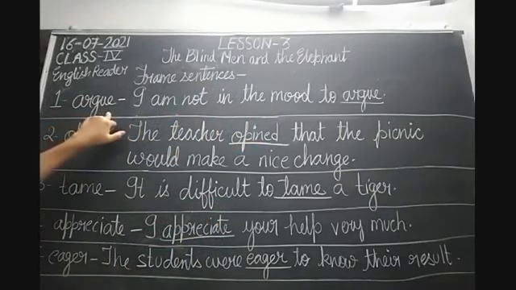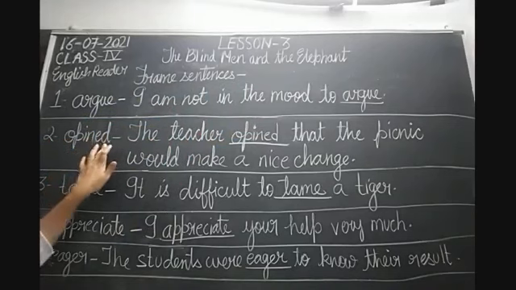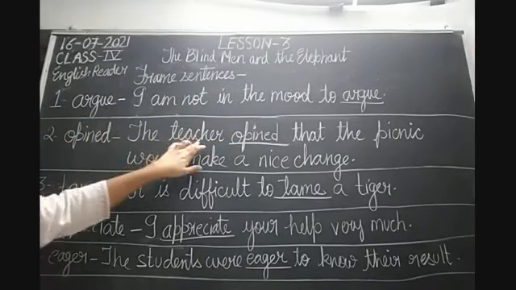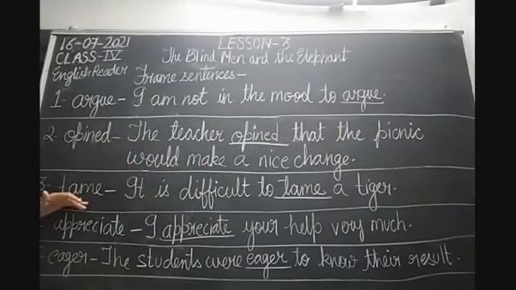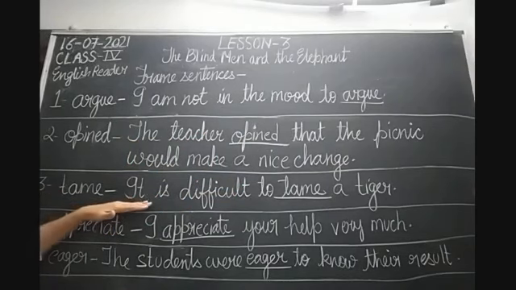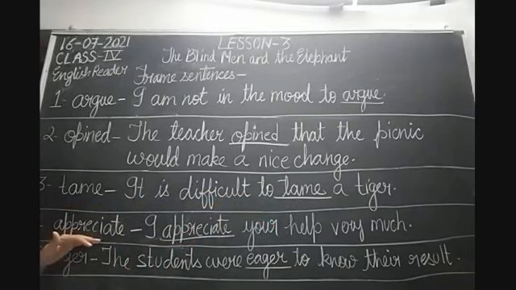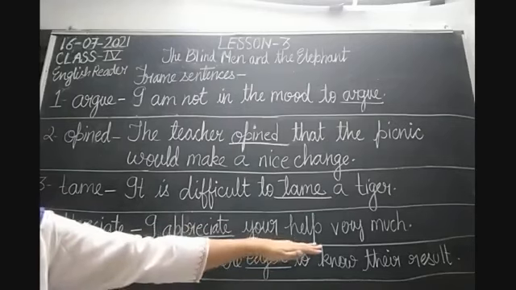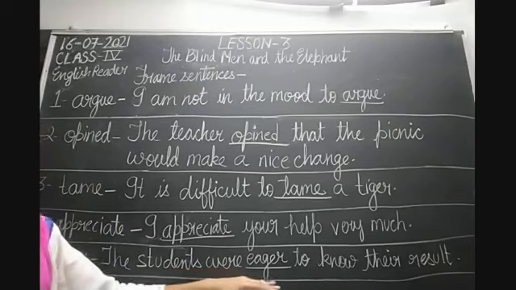Okay, the first word is argue. Argue means to quarrel, and the sentence is I'm not in the mood to argue. The second word is opine, and the meaning is to give opinion. And the sentence is the teacher opined that the picnic would make a nice change. The third word is tame. Tame means gentle. And the sentence is it is difficult to tame a tiger. Then the fourth word is appreciate. Appreciate means to praise. And the sentence is I appreciate your help very much. Then the fifth word is eager. Eager means curious to know. And the sentence is the students were eager to know their result.